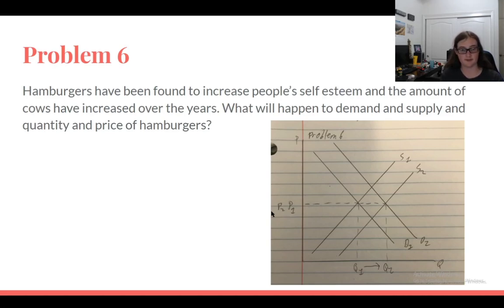Because people are finding that hamburgers increase self-esteem, there will be more demand. Because cows have increased, the supply increases for hamburgers, and so that results in the way I drew it. That resulted in no change in price and an increase in quantity.